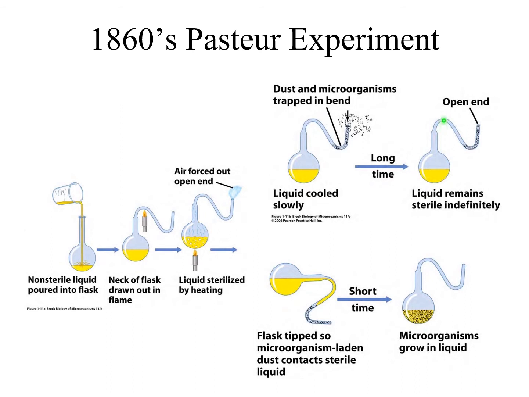And remember, he actually heated this portion up. And then if he tipped it where the fluid could actually meet up into this swan portion, this S-curve portion of the flask, where the contaminants then could get into the sample, then the microorganisms started growing again. Or not again, but started growing.